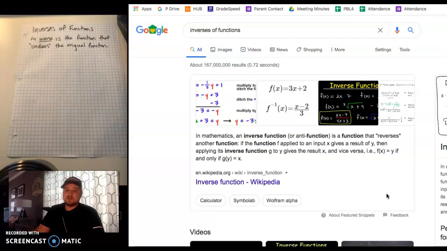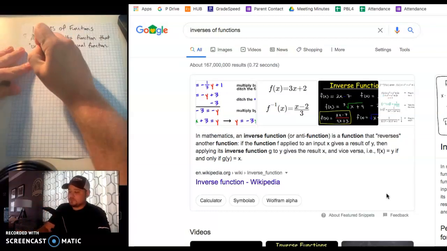All right, so this week we are sort of done with rational functions, which are those functions where we have an x in the denominator of a fraction. We've kind of moved on from that. So this is a new topic, but it's going to allow us to backtrack and review some of the other functions that we've learned this year. So this week, we were talking about inverses of functions.